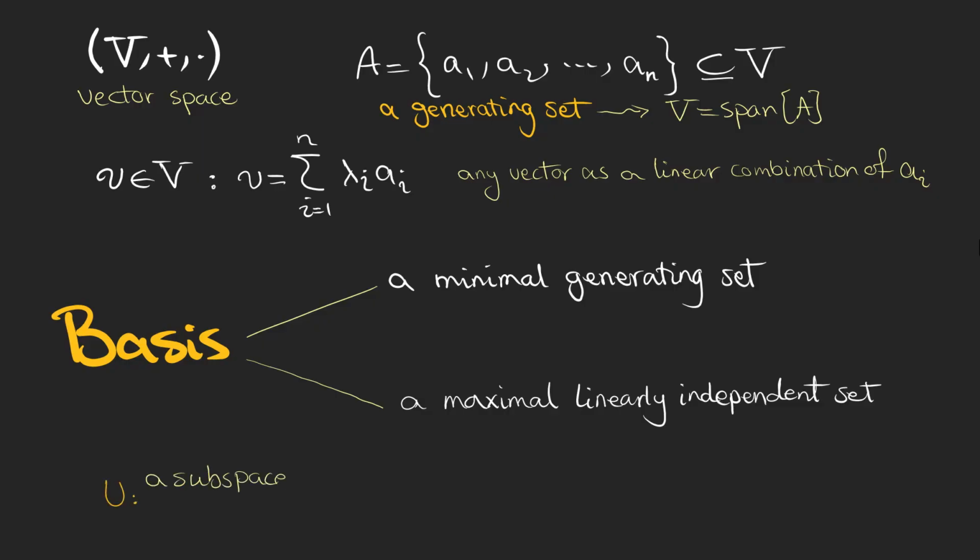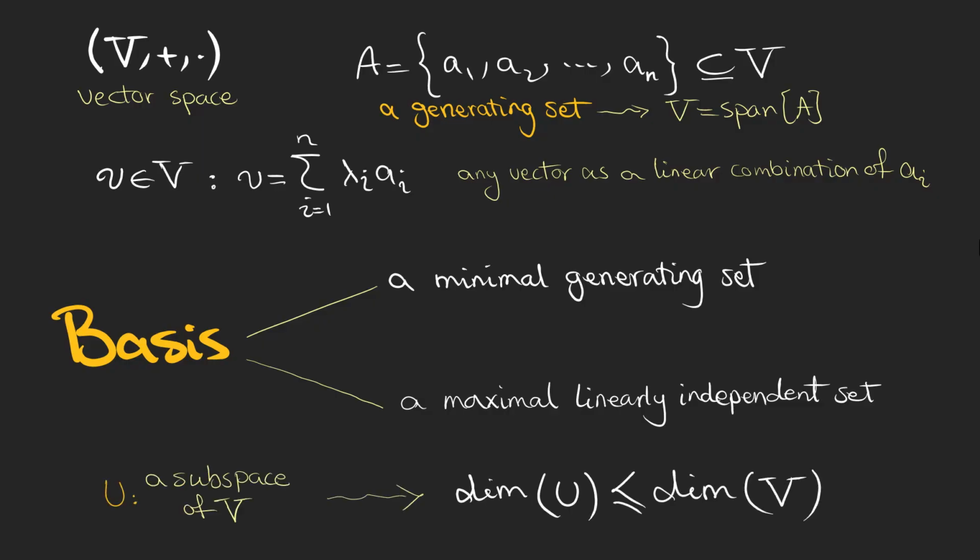Also, sometimes you might find a set of linearly independent vectors that only span a subspace of V. In this case, the number of these linearly independent basis vectors is not maximal, so they just span a subspace of the whole vector space.